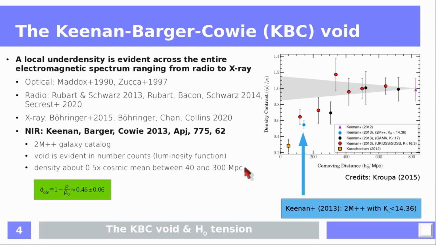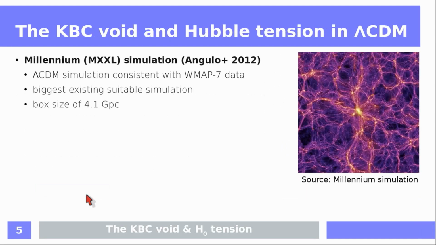The density inside there is approximately half the mean value here. So the fractional underdensity is 46%, with an error bar of 6%. So that's one of the most important observational constraints that we consider. Related is the question of whether this is possible in ΛCDM or how it works in different theories. This is what we were trying to find out.